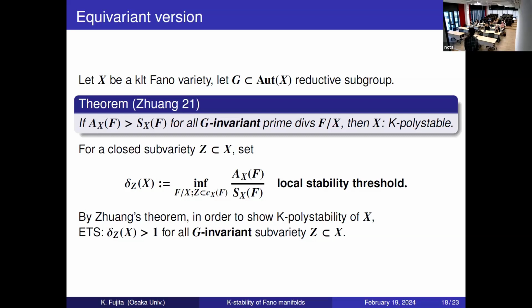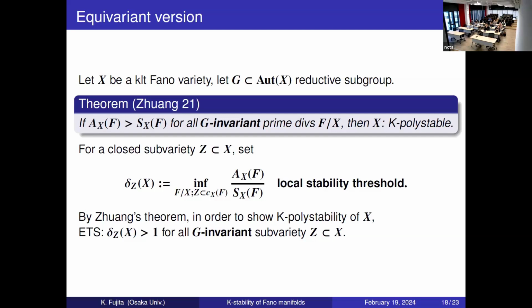By Zhuang's theorem, in order to show the K-polystability of X, it is enough to show that the local delta invariant is bigger than 1 for every G-invariant closed subvariety Z. Because for every G-invariant prime divisor F over X, its center, meaning the image of F, must be a G-invariant subvariety. So if this ratio is bigger than 1, then applying the theorem, we can show the K-polystability.